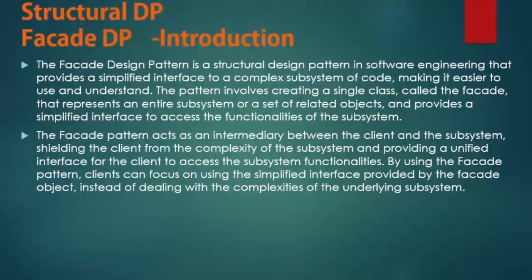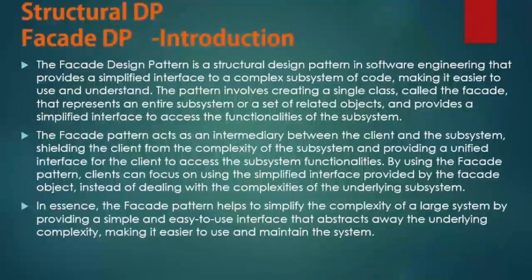The facade pattern acts as an intermediary between the client and the subsystem, shielding the client from the complexity of the subsystem and providing a unified interface for the client to access the subsystem functionalities. By using the facade pattern, clients can focus on using the simplified interface provided by the facade object instead of dealing with the complexities of the underlying subsystem. In essence, the facade pattern helps to simplify the complexity of a large system by providing a simple and easy to use interface that abstracts away the underlying complexity, making it easy to use and maintain the system.